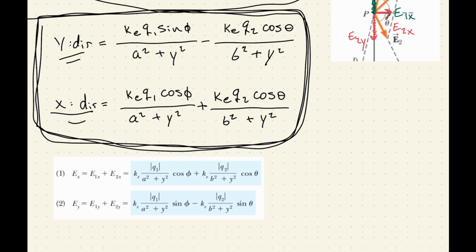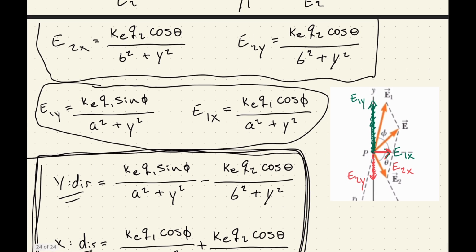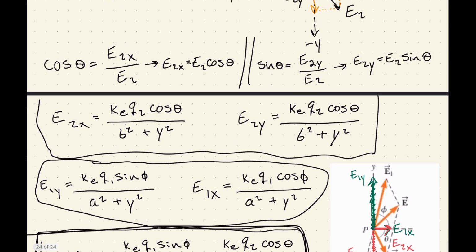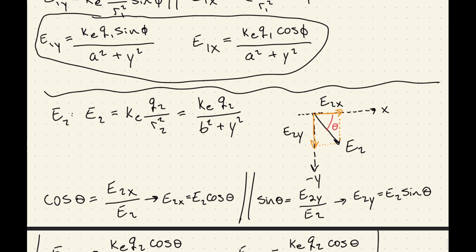Interesting. Cosine of theta. This is incorrect here. We have b squared plus y squared on the bottom, but they have a sine theta, and we do not. So what did I do wrong here?